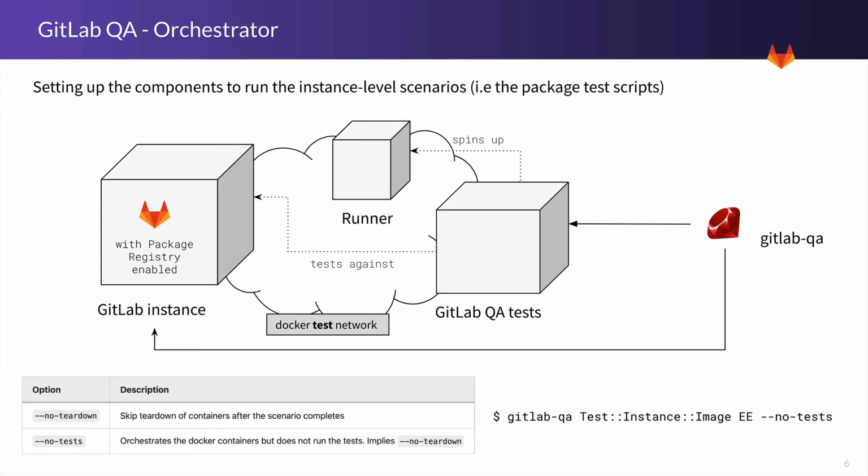So here we have a command, gitlab-qa Test Instance image EE with the flag no test. Saying it shortly, this is just saying, hey, fetch the latest EE image, which in this case is the nightly image, and run the tests that are for this EE instance. In this case, we passed the no test flag, so we're just setting it up as a GitLab instance with the Enterprise Edition nightly image.